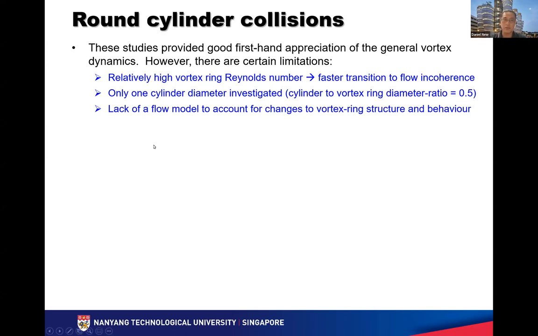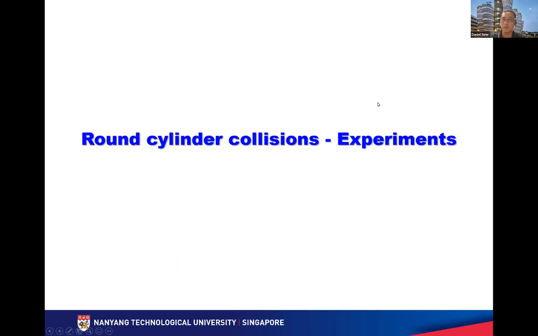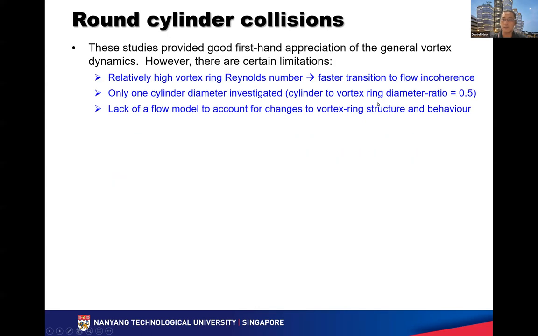And for that study, they only looked at one cylinder diameter. In that case, the cylinder to vortex ring diameter ratio is fixed at 0.5. So they did not really look at much larger cylinders or much smaller cylinders. And there's a lack of a flow model to account for what's actually happening to the primary vortex ring once it collides with the cylinder and its subsequent behavior.